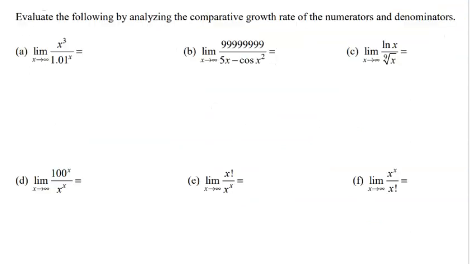Let's move on to the next slide. In the next slide, we have these limits involving exponential functions, trigonometric functions, logarithmic functions, and factorial. So in this case, what are we going to do? What kind of approach should we take to find the limits of these functions as x approaches either infinity or negative infinity?